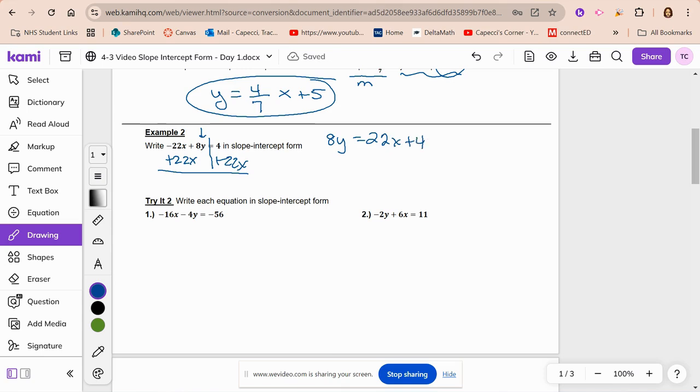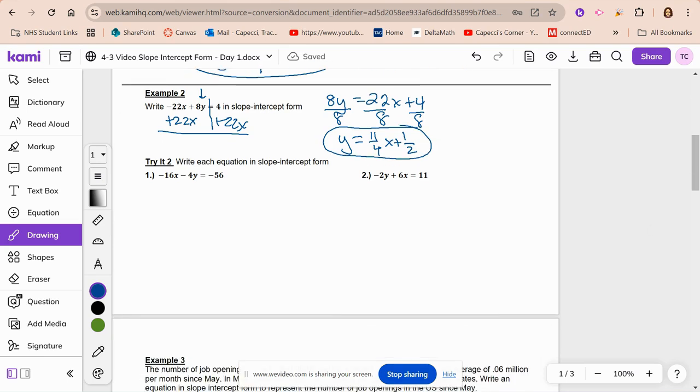Now again, I need to get that y by itself. So I'm going to divide everything by 8. And I have y is equal to, now I'm going to simplify this. 22 over 8 gives me 11 over 4 plus, and then 4 over 8 is plus 1/2. And that's in slope-intercept form.